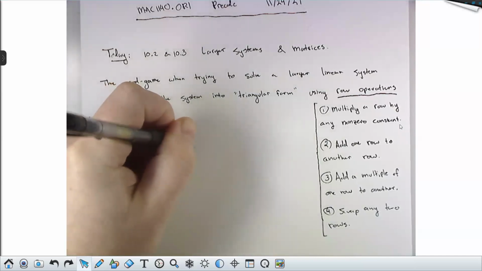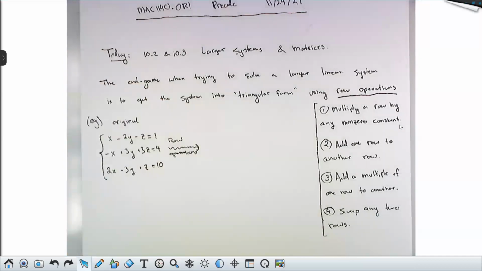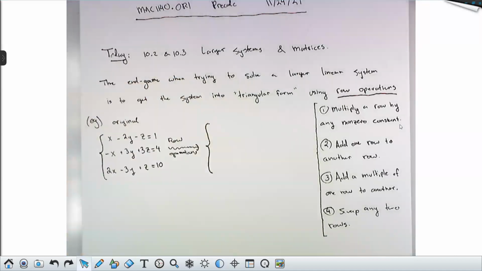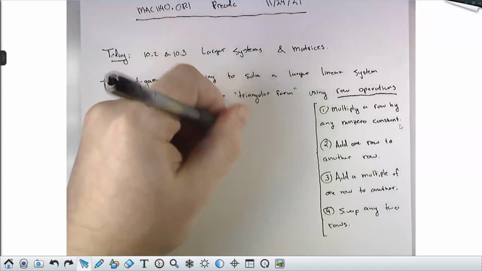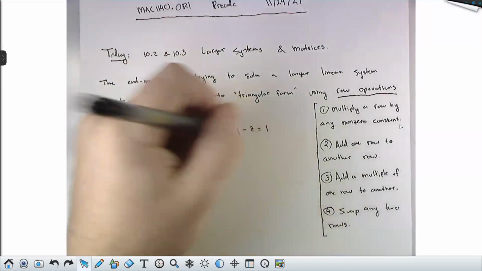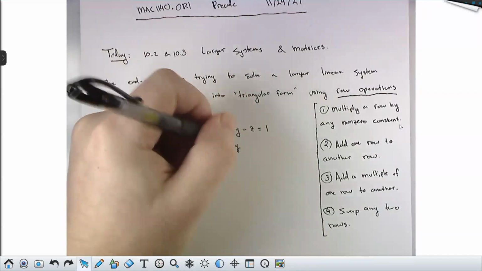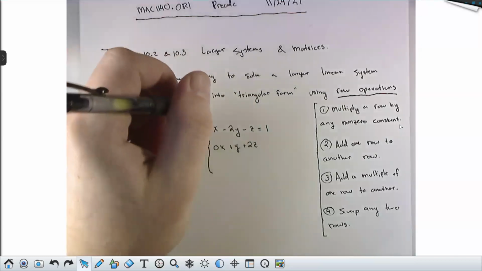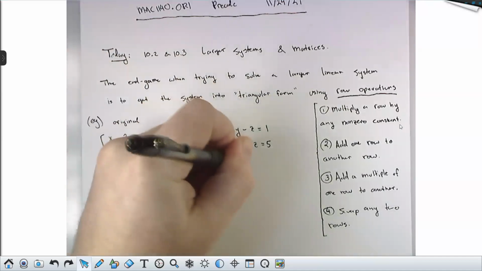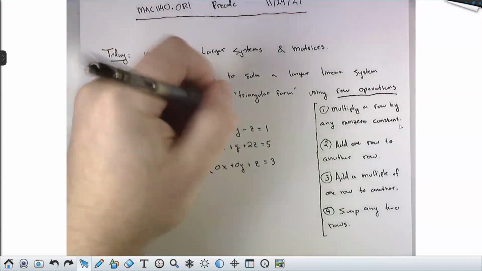And we're going to do row operations to try and turn this into the triangular form for this very system, something like x minus 2y minus z equals 1. And then the second equation will be 0x plus y plus 2z equals 5. And then 0x plus 0y plus z equals 3. And this is the triangular form.